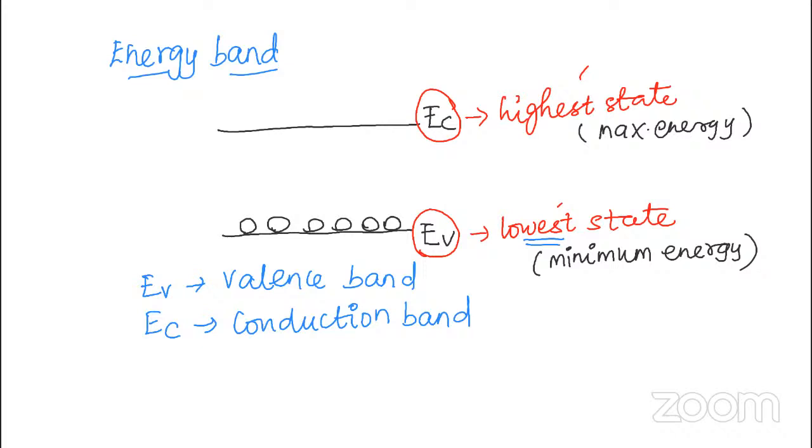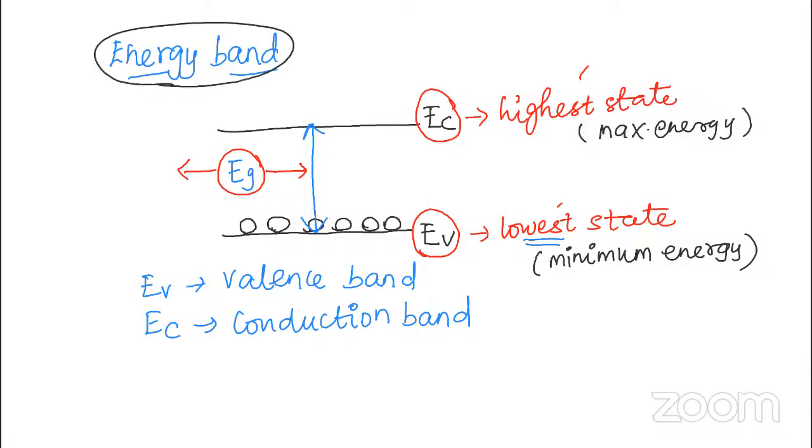And one more thing: the difference between the valence band and conduction band, we name it as EG. EG represents the gap. So here we are dealing with the energy band, right? So Eg is nothing but the energy band gap.